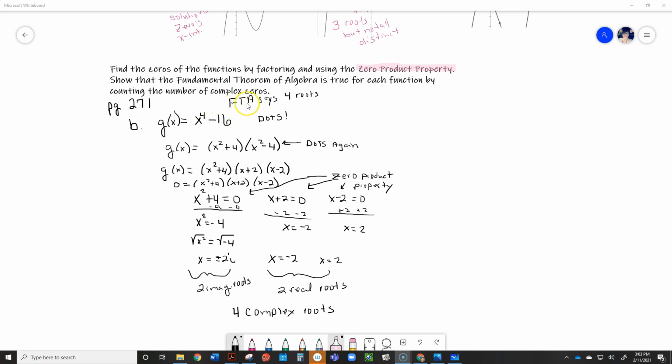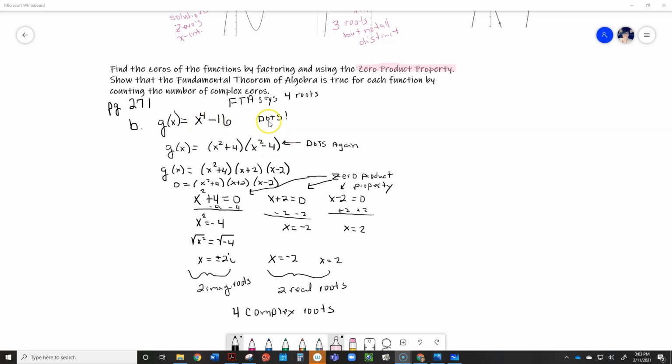So I know that the fundamental theorem of algebra says I'm going to have 4 roots. So I'm going to start my factoring by first of all recognizing that this is a difference of 2 squares. This is a perfect square. You get x to the fourth if you multiply x squared times x squared. 16 is a perfect square. You get 16 if you multiply 4 times 4.